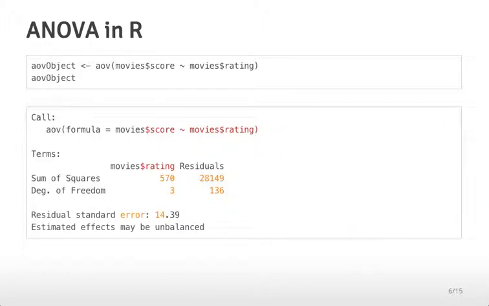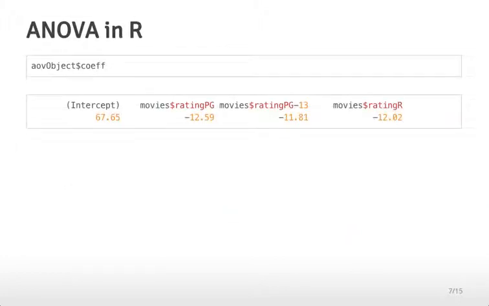And so that's what happens when you have a one covariate model for an analysis of variance. And you can get the estimated coefficient. So for example, 67.65 is the average Rotten Tomatoes rating for a G movie. 67.65 minus 12.59 is the average rating for a PG movie, and so forth.